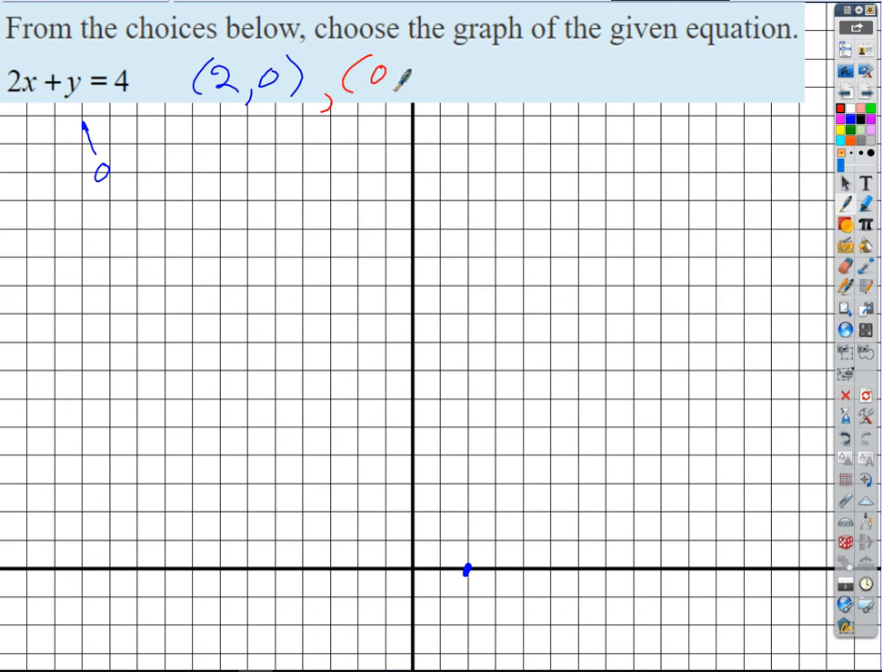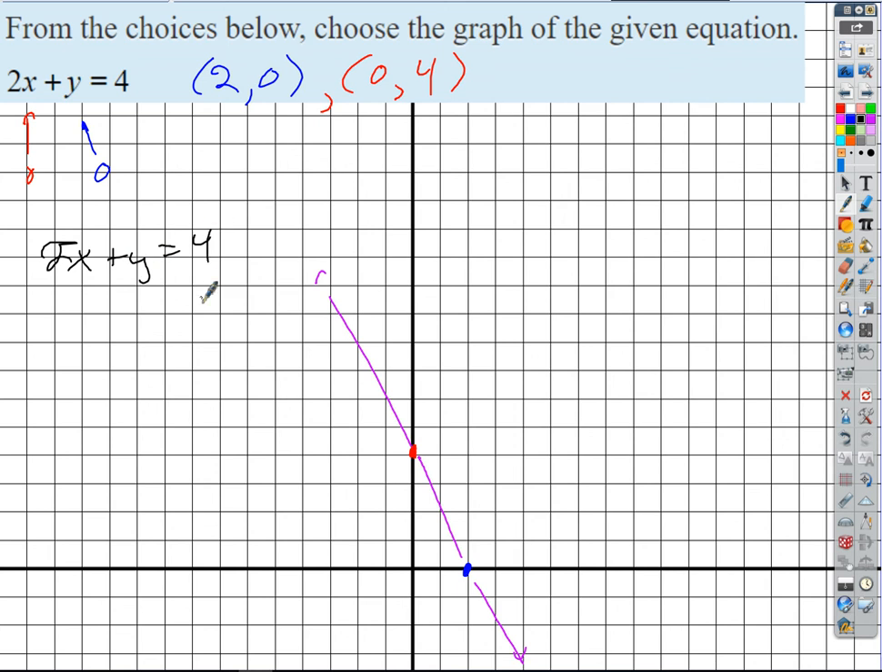What about the y-intercept? If I let x equal 0, so I plug 0 in for x, I get 0 plus y equals 4. What's the solution to that? Y equals 4. So there's the point (0, 4), right? Connect and extend, and you got it. Okay? You could if you wanted to. I mean, you don't have to do it this way, but you could very easily.